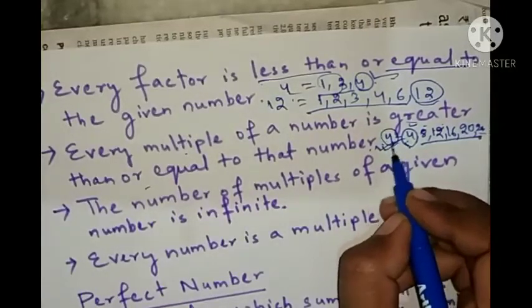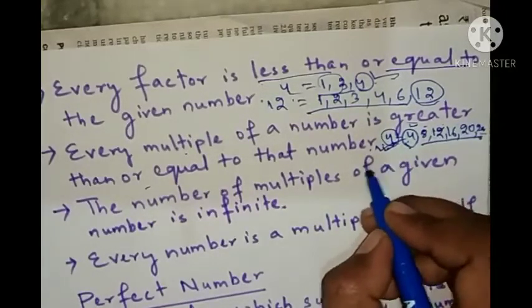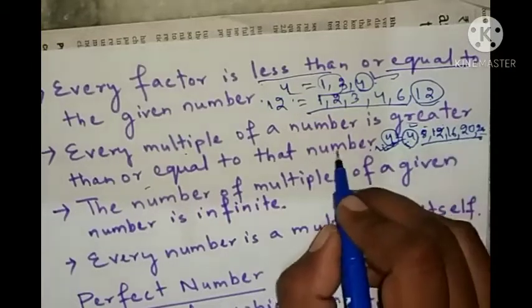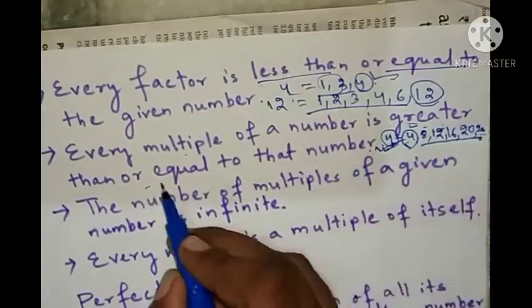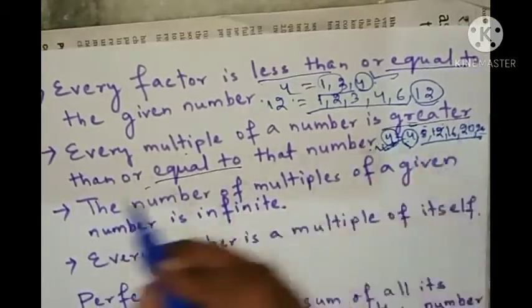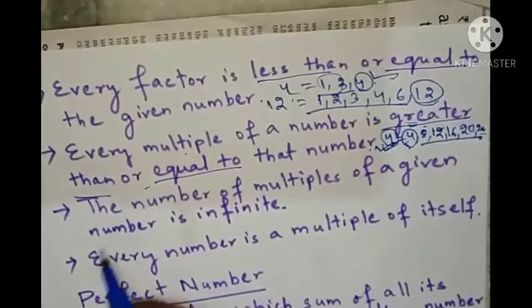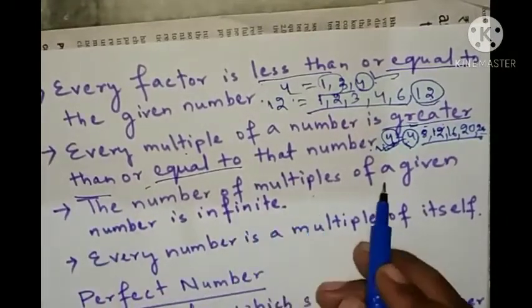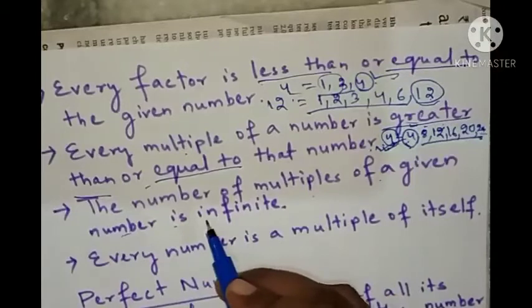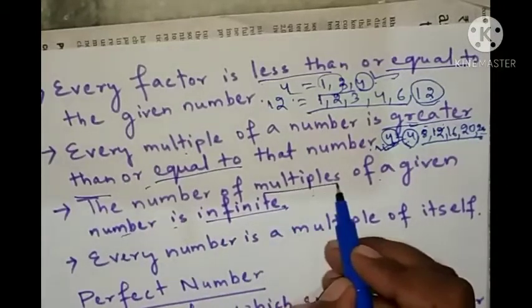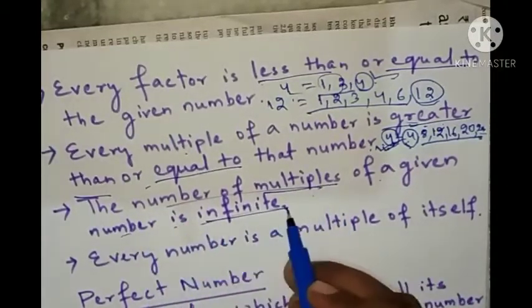It is always more than 4. Like that, for any number you can find, the multiple is always equal to or greater than it. Okay, next is the number of multiples of a given number is infinite. So look here, the number of multiples is always infinite.